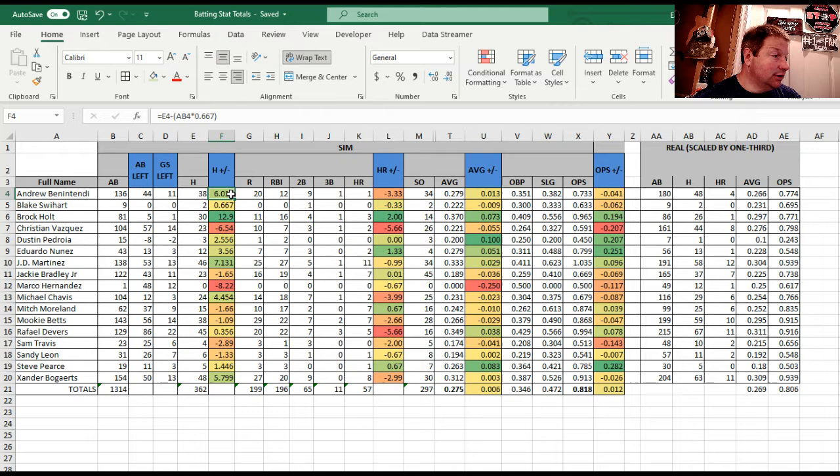Benintendi is doing very well with hits. Where he isn't doing so well is with power. He should have four home runs at the end of the season. He's at one right now, so a little behind.